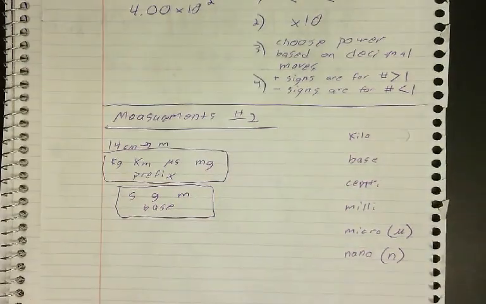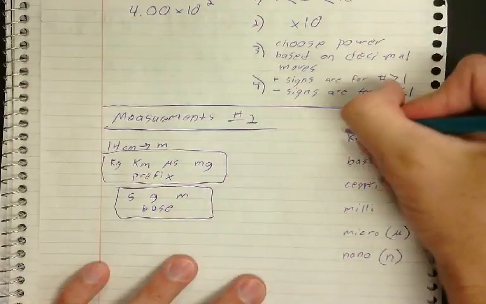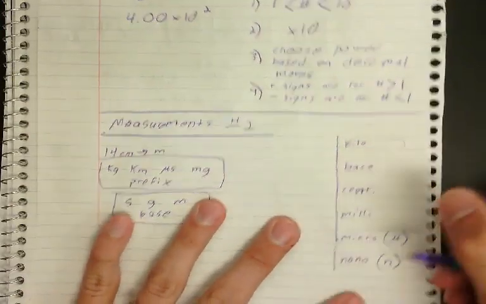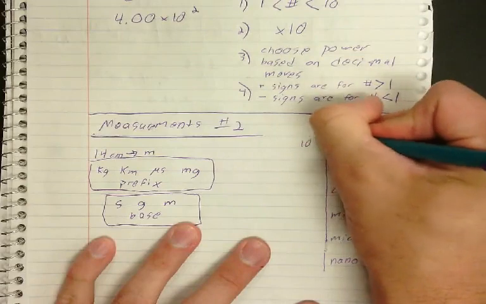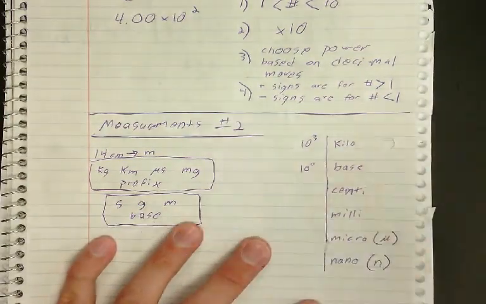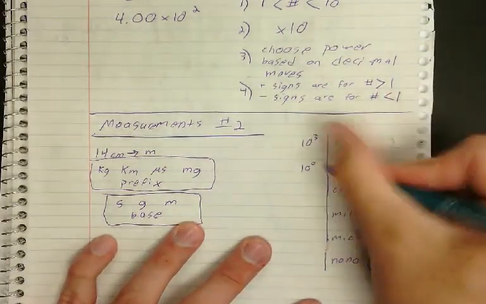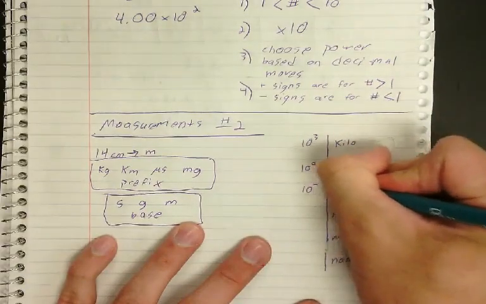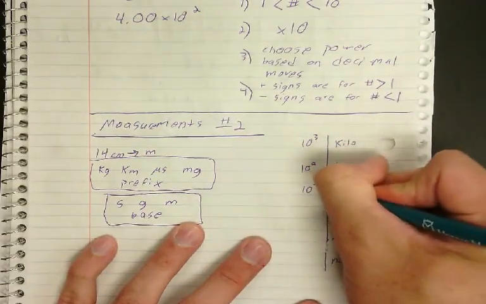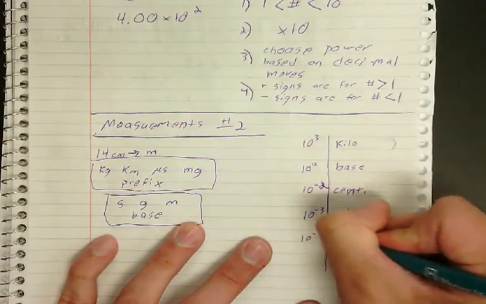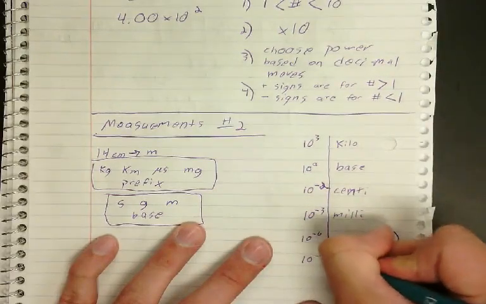All right, so now we know what they all mean. Now we need to know what the values are for them, the conversion factors. Here are the conversion factors as follows. Kilo, 10 to the third. Base, 10 to the 0. That makes sense because 10 to the 0 is 1, and base should be the starting point. Or you can think of the power 0 as being the middle. Centi is 10 to the negative 2. Milli is 10 to the negative 3. Micro is 10 to the negative 6. And nano is 10 to the negative 9.